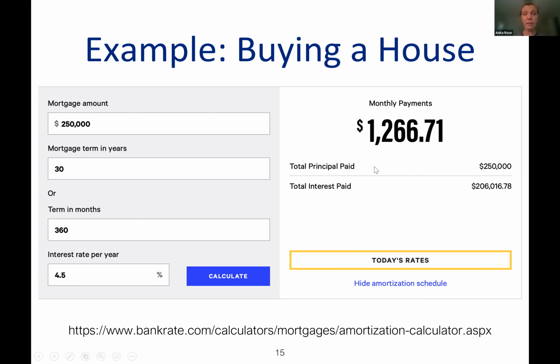Now you may look at that and say, wow, I pay more than that in rent. But then don't forget you have taxes, you have insurance, and if you have an HOA, you have to add that fee on as well.